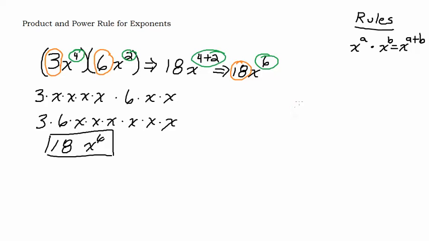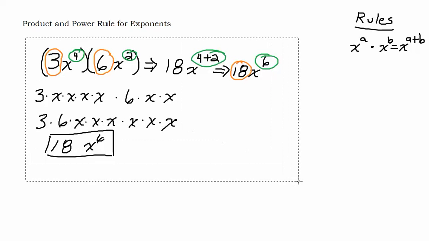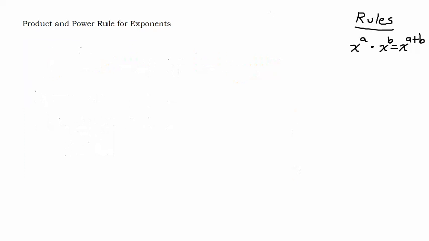All right, so that's our first rule. And that rule is called the product rule, because we're multiplying. Product means to multiply. So what do we do when we're multiplying something with exponents? And that's our first rule right there. Let's look at another situation. So this one's called the power rule.